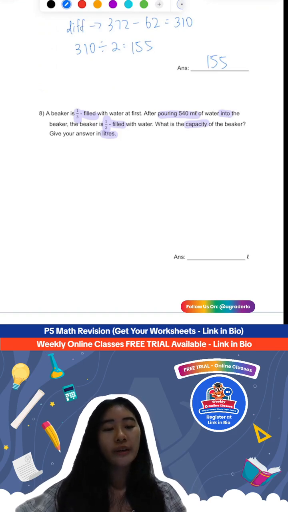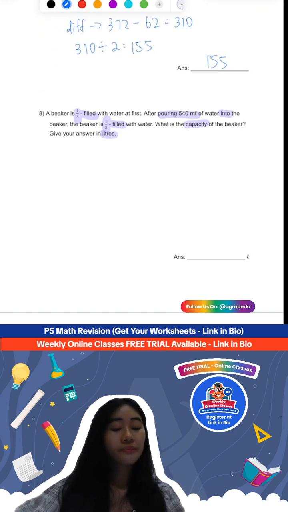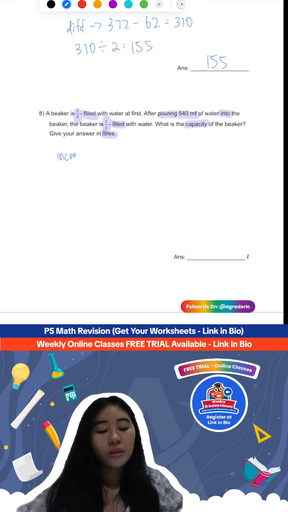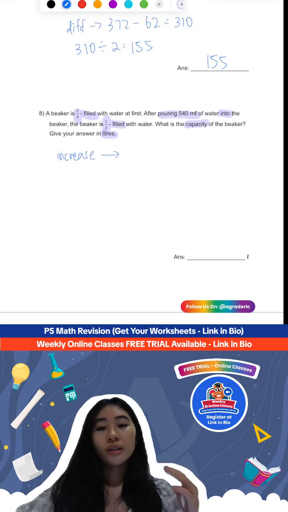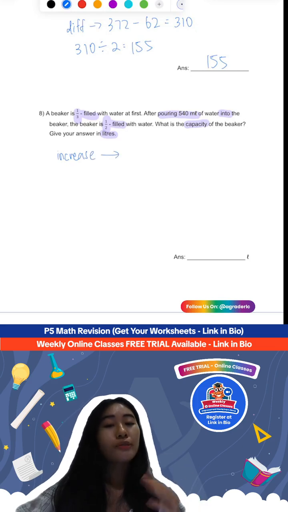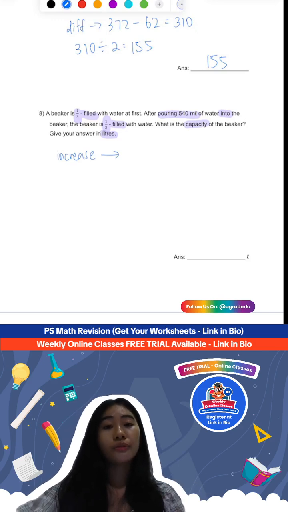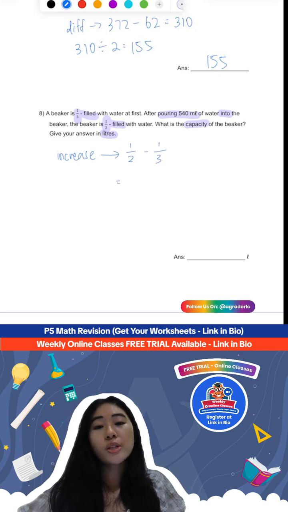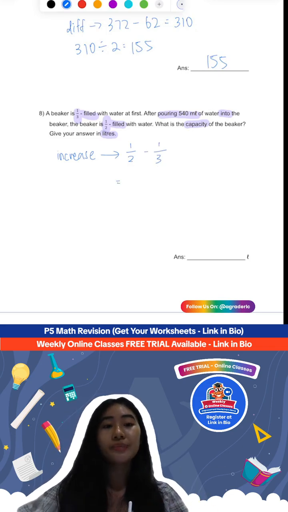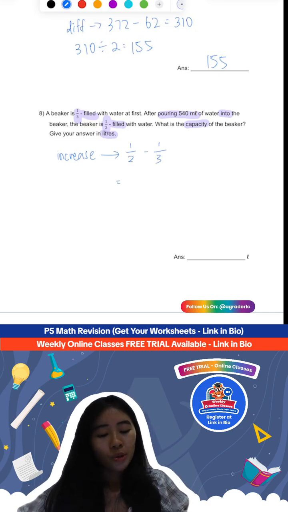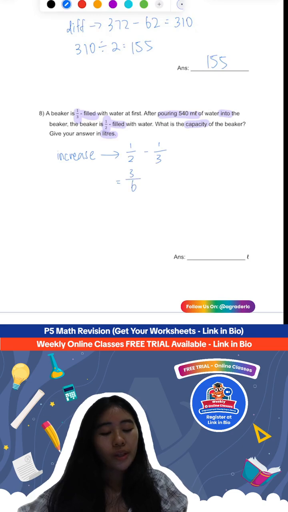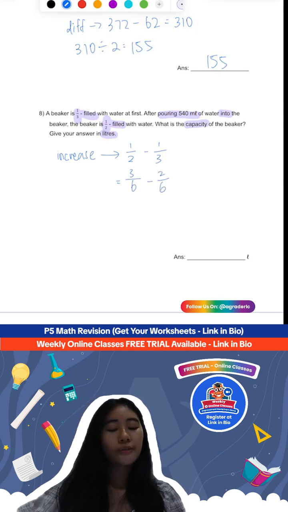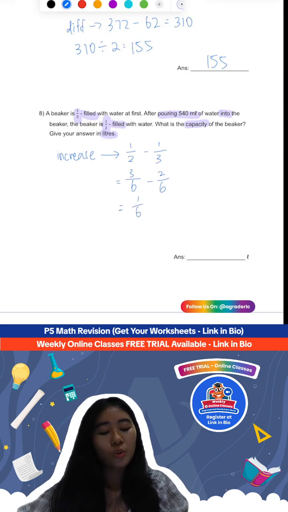So let's check. Just now Zizazol told me that his first step would be to use half minus one third. That's correct. I would do that as well. So I'm trying to find out what is the increase in terms of fraction. At first it's one third, in the end it's half. So you are supposed to use the bigger fraction minus the smaller fraction to find out what is the increase in the fraction. So make your denominator the same. You should have 3/6 minus 2/6 equals 1/6.